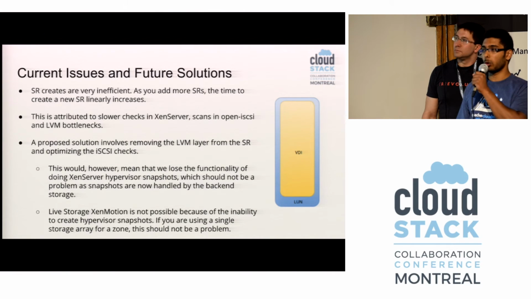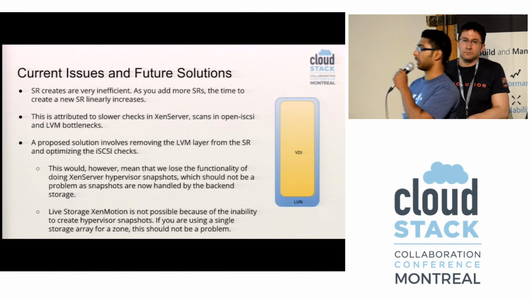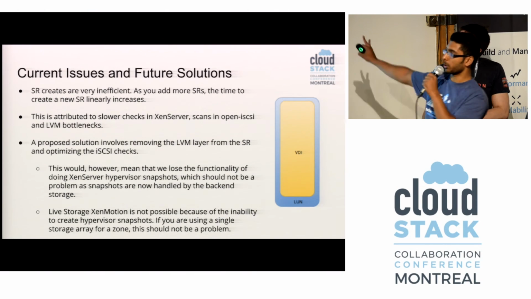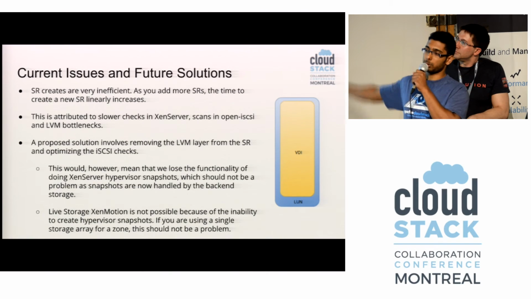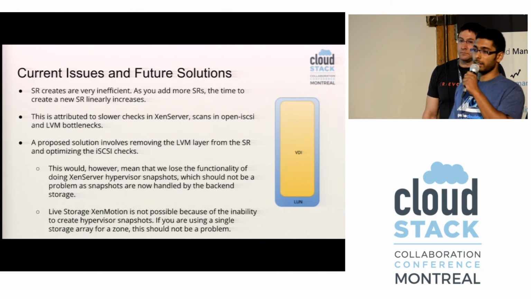What we ideally want is to remove the whole LVM layer. So what you want is something like this: you have a LUN and you have a single VDI inside it, because this is easier to clone or snapshot on the backend. There's no overhead here. Why do we want to do this? Because storage repository creation, as I said, is very slow. What we want is a very quick storage repository creation.